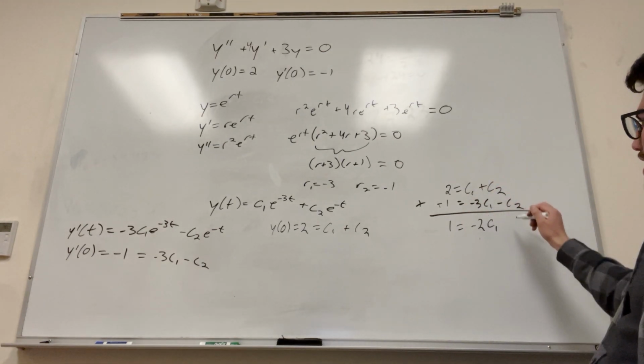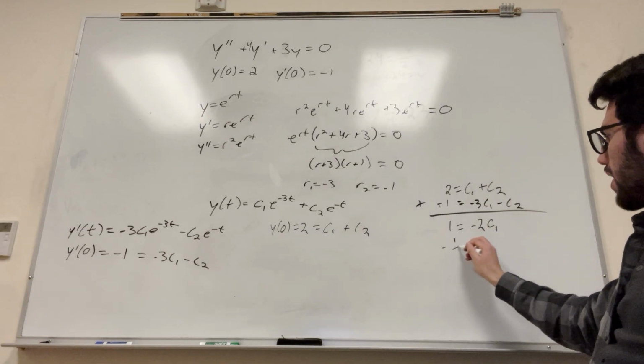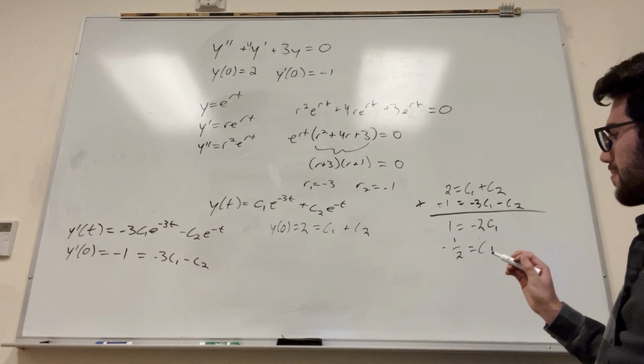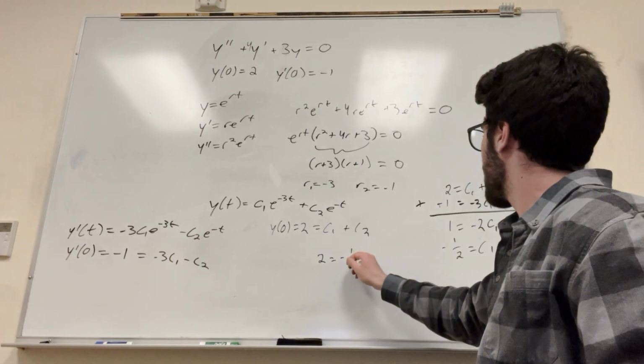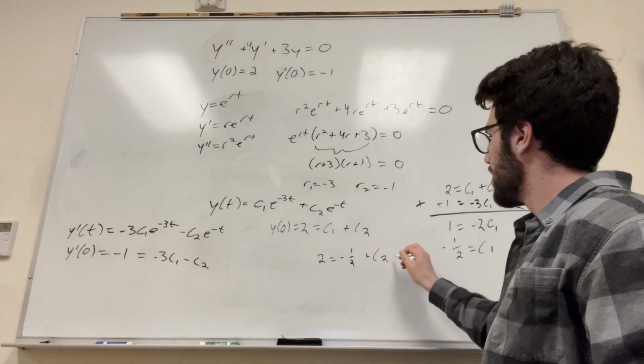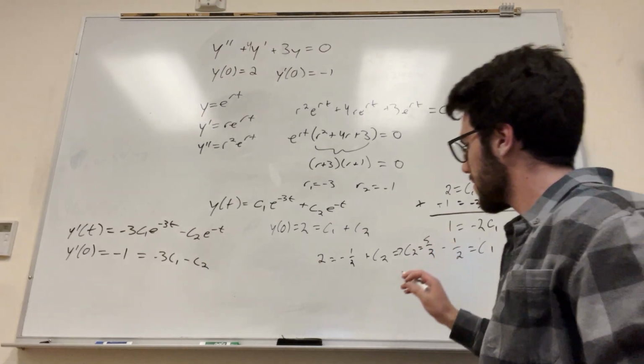-2c1. And then these are going to cancel out. And then of course, look at this. We got something nice we can work with. So it'll be -1/2 is equal to c1. And simply plug that in over here. So it'll be 2 is equal to -1/2 plus c2. So that means that c2 is equal to 5/2.